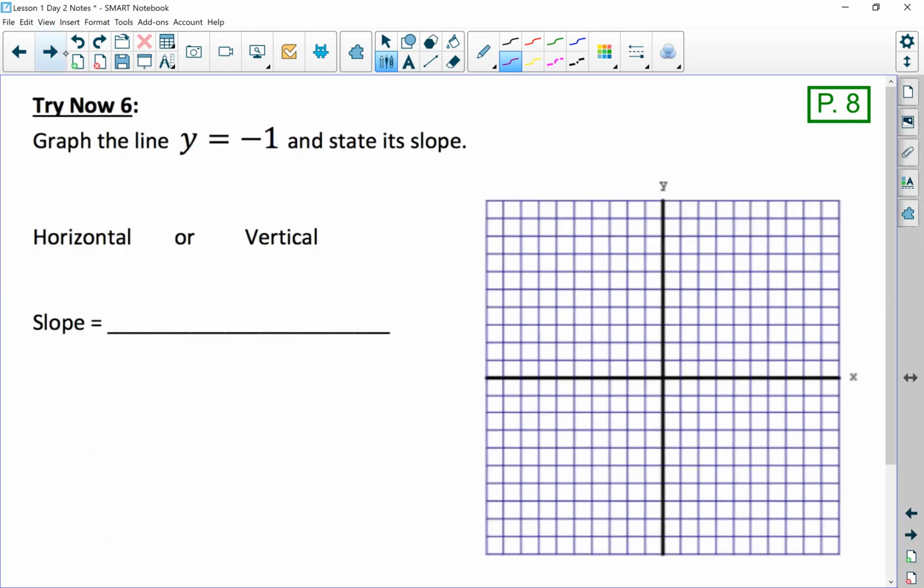All right, graph the line y equals -1 and state its slope. So you're going to tell, is the line horizontal or vertical? And then what is the slope? Go ahead and try this one. Again, pause your video. And as soon as you get it done, go ahead and restart your video, check to see how you did.